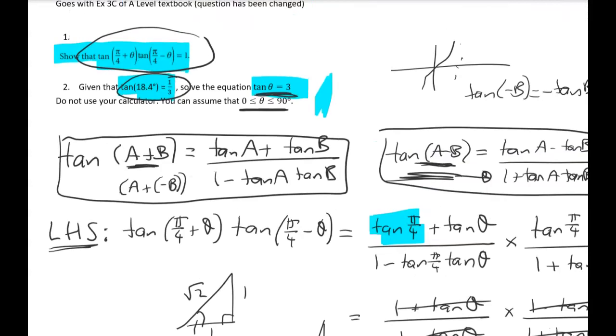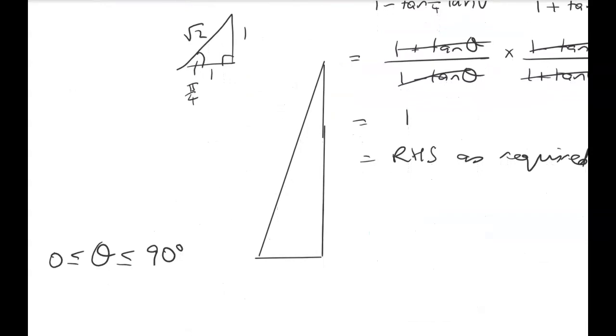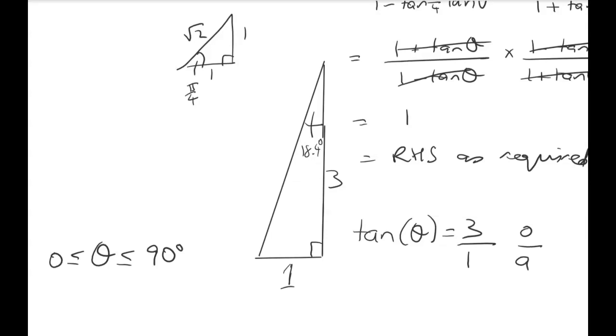What do I know? Look, I've got tan of 18.4 degrees is 1/3. So we're just going to use some year 10 trig. The opposite side here is 1. The adjacent side is 3. So this angle is 18.4 degrees. We're told, and that's a right angle, we are told to solve the problem that tan of theta is equal to 3. 3 is the same as 3 over 1. This is the opposite. This is the adjacent. So this is theta here. So theta is equal to 90 minus 18.4 degrees, which is 72.6 degrees.